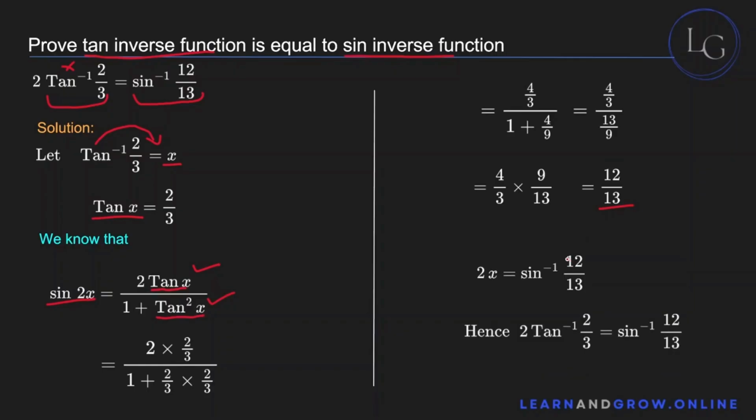And so you clearly see that 2 tangent inverse of 2 by 3 is equal to sine inverse of 12 by 13, because this x is equal to tangent inverse of 2 by 3. So 2x is clearly equal to 2 tangent inverse of 2 by 3. And so you've proven the equation.